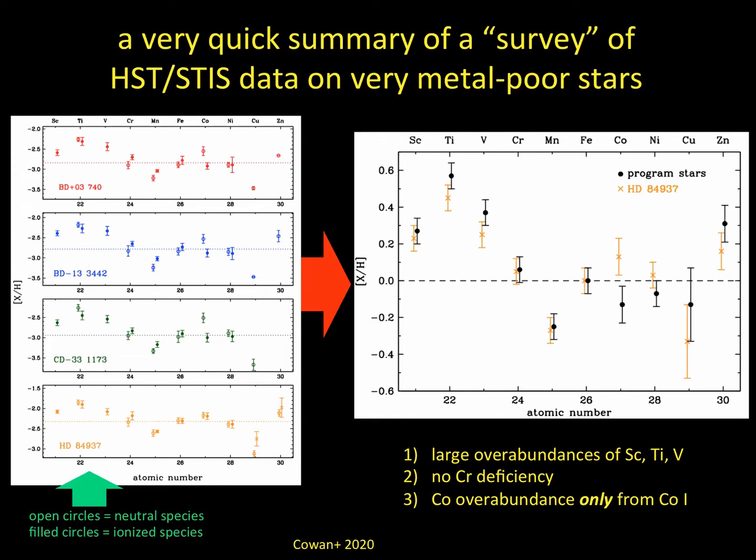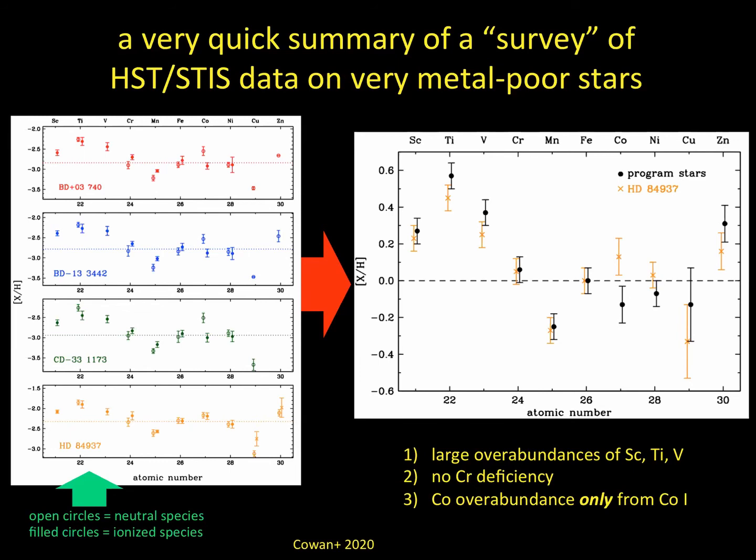Where is the chromium deficiency? It doesn't exist. Where is the cobalt overabundance? We don't think it exists. Is there a zinc overabundance that early universe people would like to worry about? Yeah, probably, but I'm not sure of that.